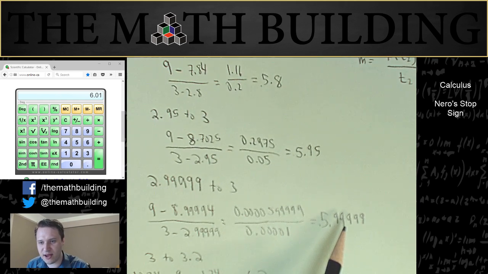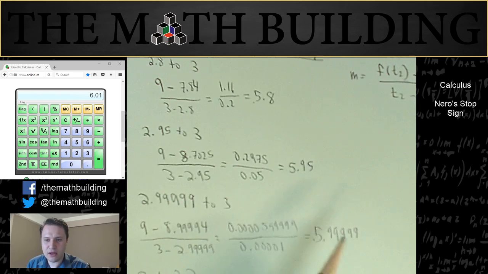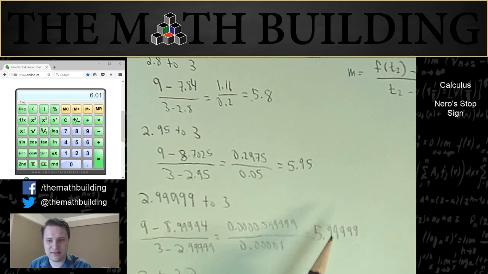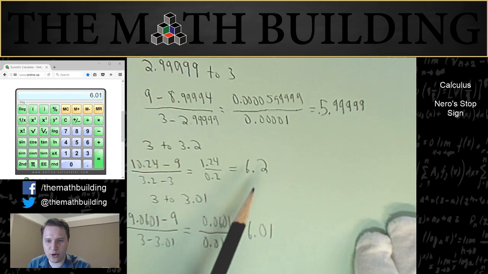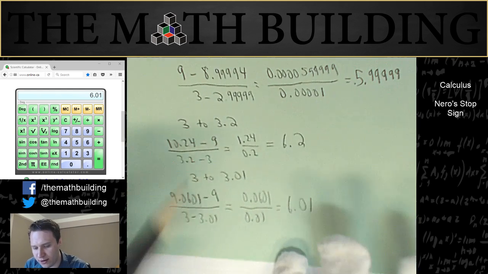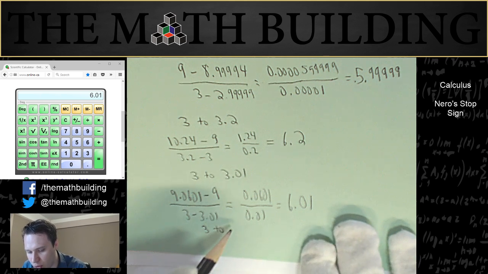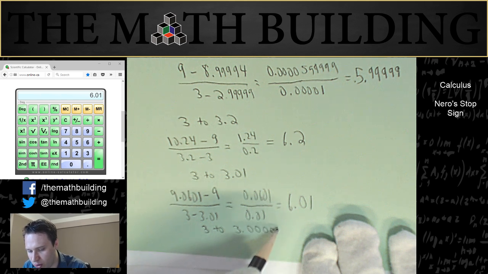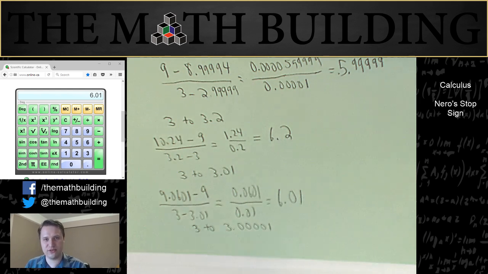and closer to the stop sign, on times before 3, it looks like he's approaching a speed of 6. And I did times on the other side of 3, and it looks like we're approaching a speed of 6 from the other direction. So let's test one more. Let's just see what his average speed was from 3 to 3.00001. So let's see what his average speed was when he was really close to that stop sign.